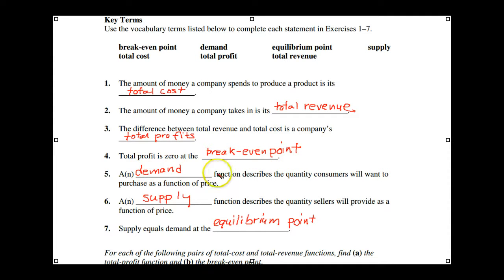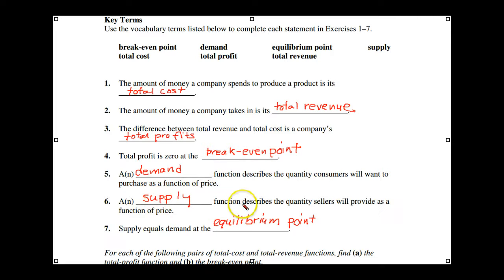The demand function describes the quantity consumers will want to purchase as a function of price. I could recall years back when they had the flat screen TVs coming out. And for a 28-inch, I paid like $1,200. Today, 28-inch is, I don't know, $300? Depending on the quality and the brand. Oh, that's a lot of difference. But again, supply and demand.